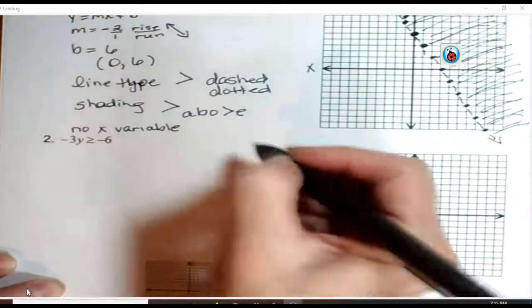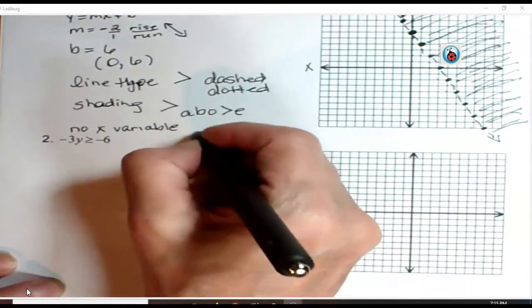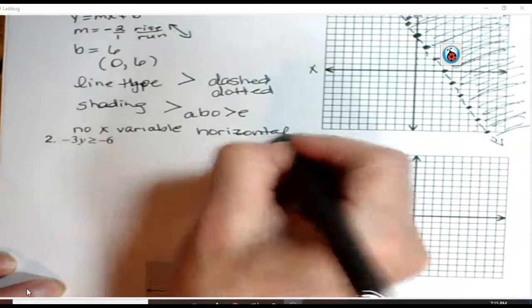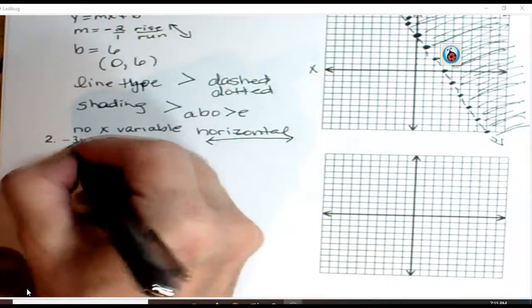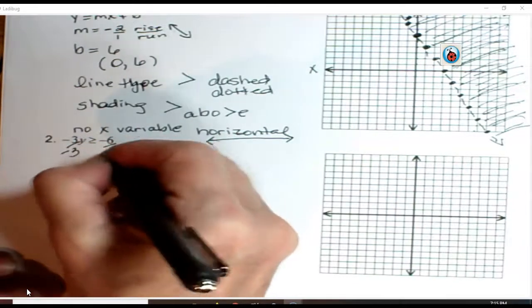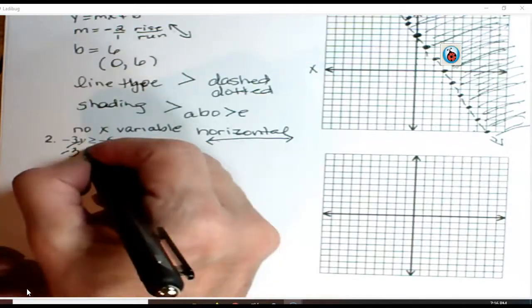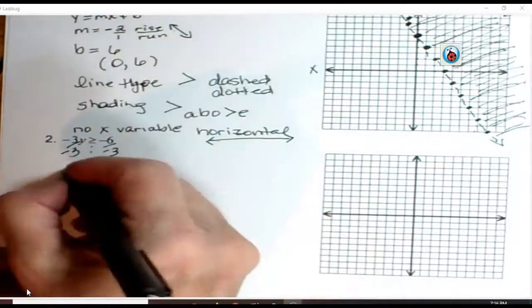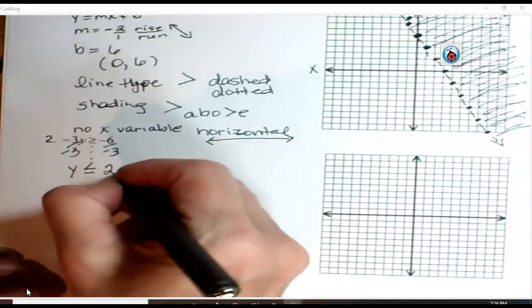So in this one right here, when you don't have an x variable, your line is going to be horizontal. Okay, that goes across like that. All right, but I'm going to go ahead and divide by -3 just to get my y by itself. Whenever you divide by a negative, you got to ding, ding, ding, flip that thing. Okay, so I've got y. -6 divided by -3 is a +2.